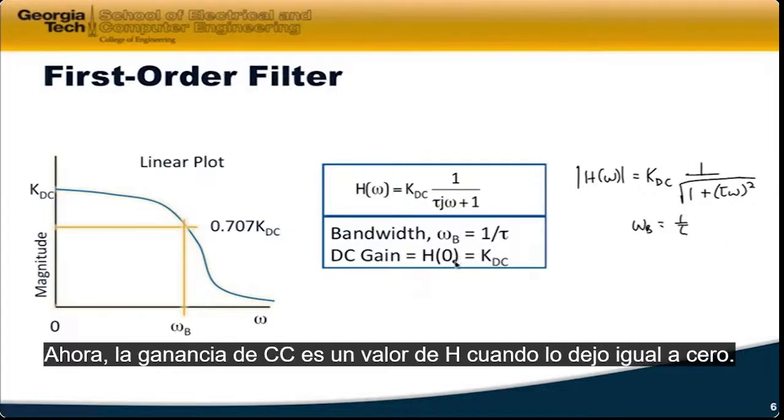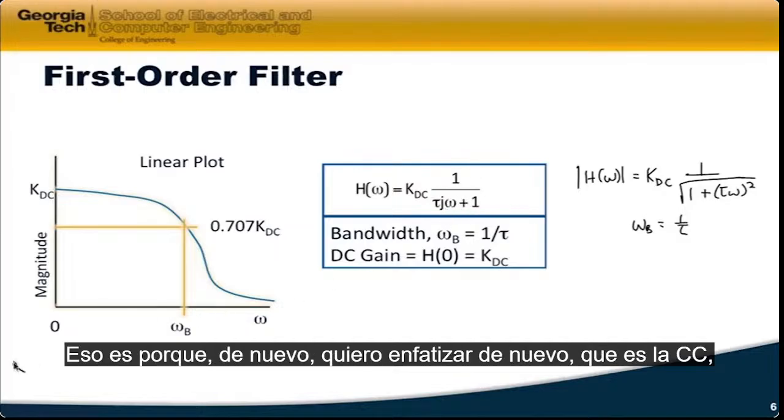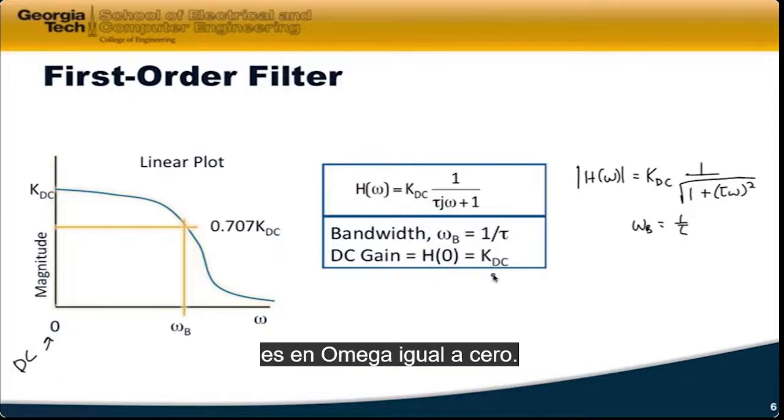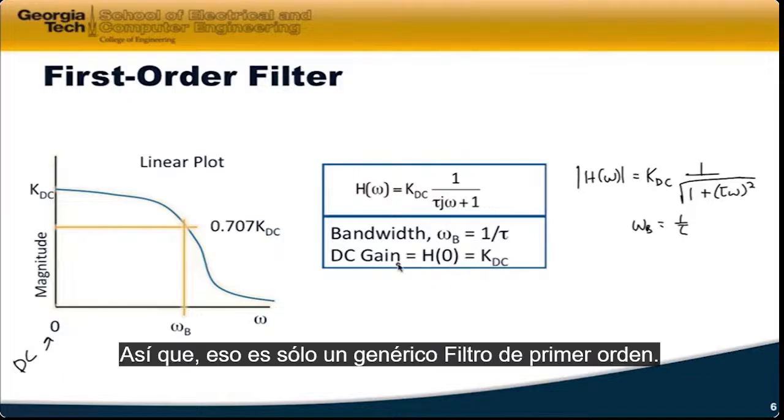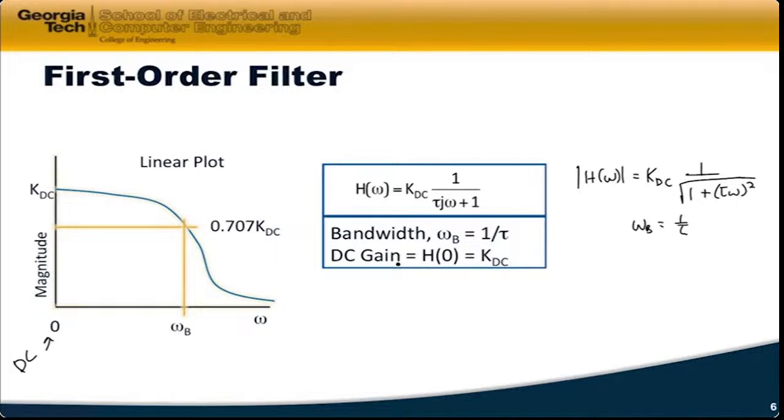Now the DC gain is the value of H when I let omega equal 0. Because, again, I want to emphasize, the DC is at omega equals 0. So that's just a generic first-order filter.